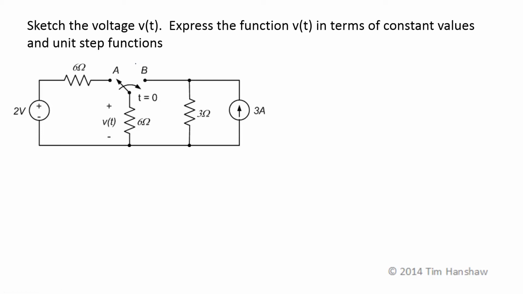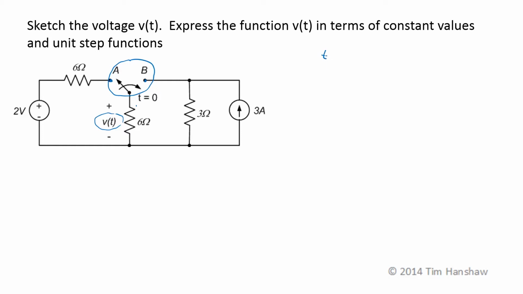In this circuit, there's a switch here that changes from connecting this resistor to point A at times t less than 0 to connecting the resistor to point B at times t greater than 0. We want to determine what this voltage is across the 6 ohm resistor as a function of time, sketch that, and write it mathematically in terms of step functions and constant values.